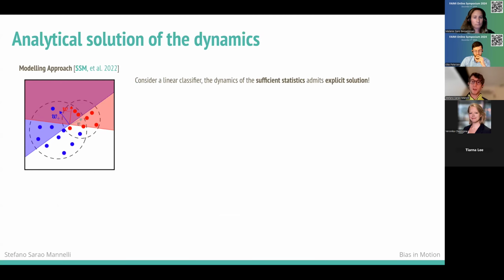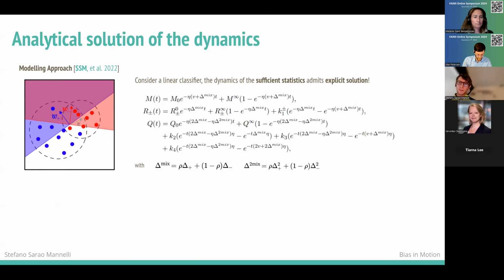In particular, we train the simplest classifier we can think of, a linear classifier. The interesting bit about it is that we can characterize exactly the sufficient statistics of the problem. By sufficient statistics, I mean variables that can be used to identify the loss, the accuracy, or some fairness metrics like equality of opportunity that we heard of in the first talk. And this is what the dynamics look like.